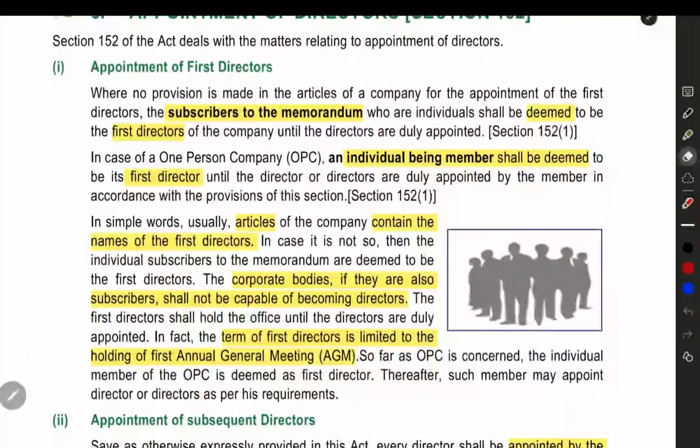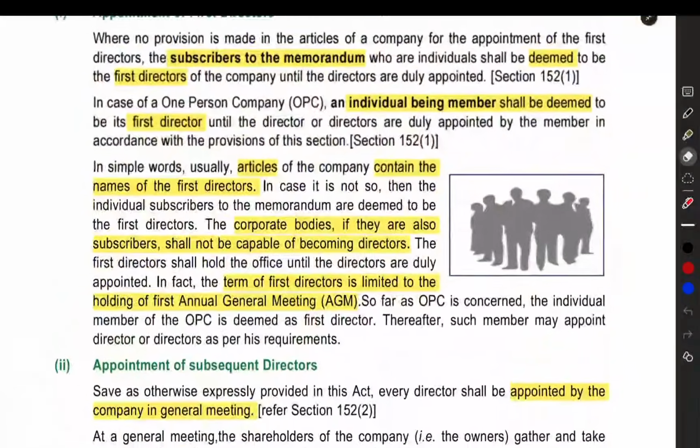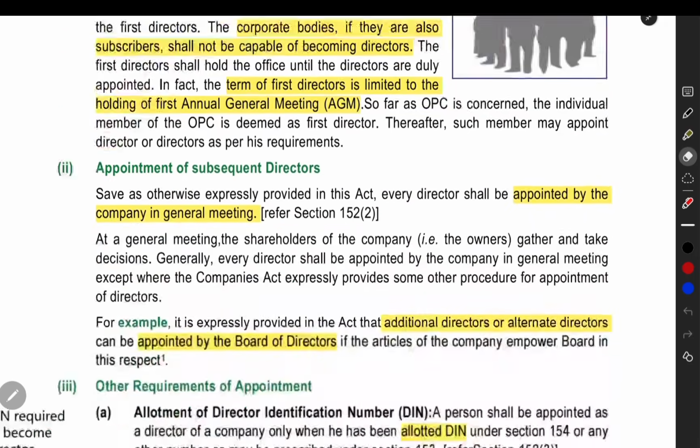Next, appointment of directors. We have two types of directors. One is the first directors, and the second one is the subsequent directors. The first directors will be the subscribers to the memorandum. Normally, the articles of association will mention the names of the first directors. If that is not the case, then we will consider the subscribers to the memorandum as the first directors. In the case of a one person company, that particular individual who is the member will be the first director.